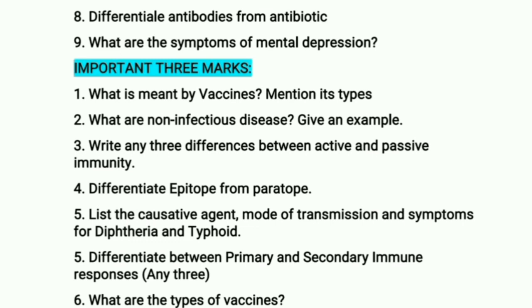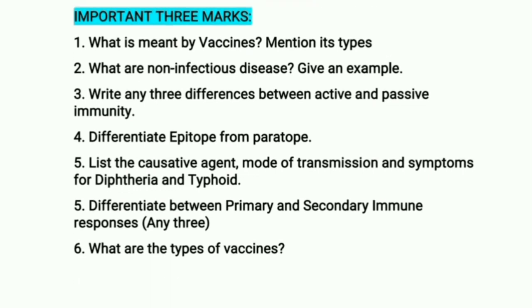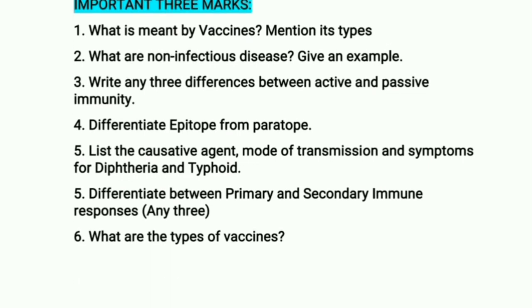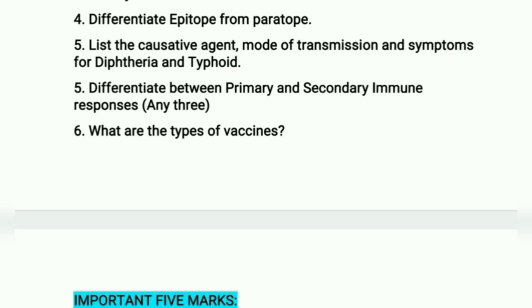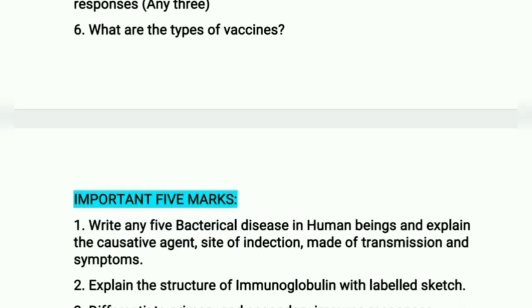Differentiate epitope from paratope. List the causative agent, mode of transmission, and symptoms for diphtheria and typhoid. Differentiate between primary and secondary immune responses, any 3. What are the types of vaccines?